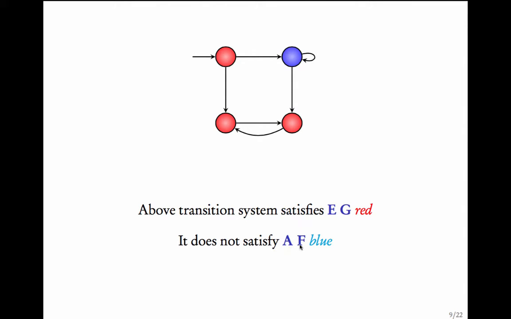What is A F blue? A says that all paths satisfy the property F blue. So starting from this initial state, if you look at all paths, do they satisfy the fact that every path reaches a blue state? No, because this particular path never reaches a blue state. Hence, this transition system does not satisfy A F blue.